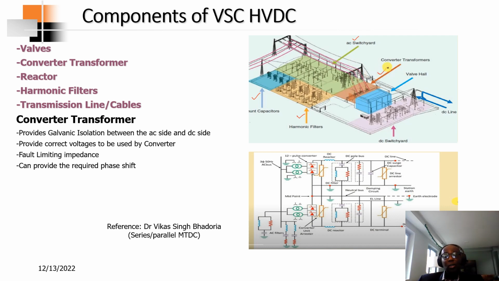Also, it provides the required phase shift. Usually, some of these converter transformers for a voltage source converter, you can have a Y ground and a delta on delta configuration on the MMC side. Then a reactor, I made mention, limits the fault current on the AC side. And also harmonic filters remove all the harmonics that are produced by the power electronics converters.